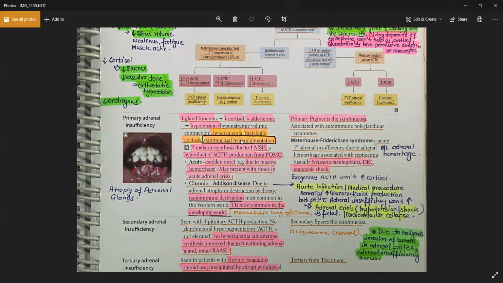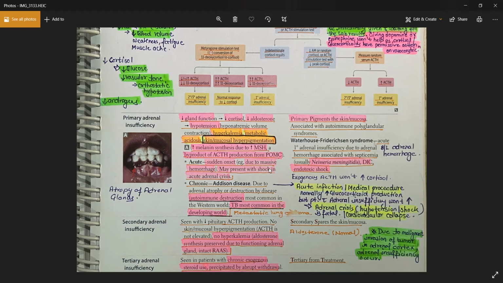Because it is a primary insufficiency, you will have a high ACTH, and because of the high ACTH, you will have skin or mucosal hyperpigmentation. You know that along with the ACTH, MSH and endorphins also get released, right? Because they are all products of POMC.